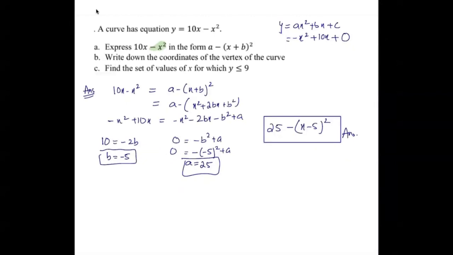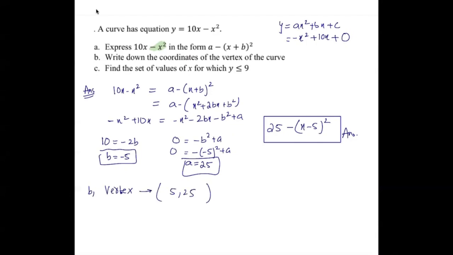Okay, now we'll find the points of B, the vertex. The vertex means the stationary point, or the coordinates of the turning point. So what are the coordinates of the vertex point, Abdul Rahman? It will be positive 5 and 25.